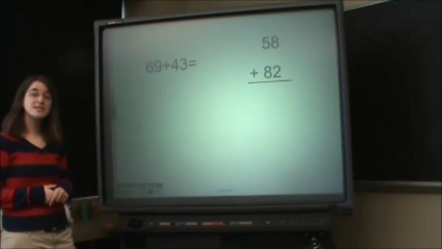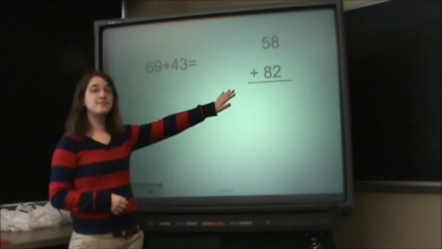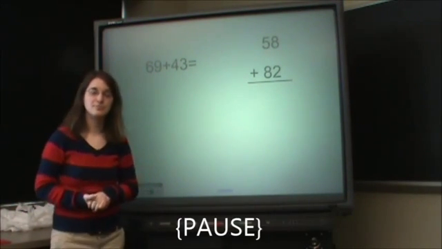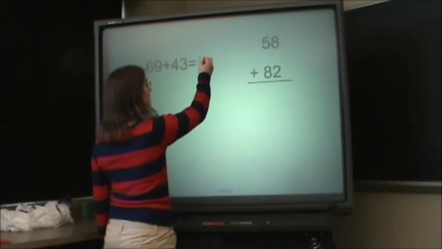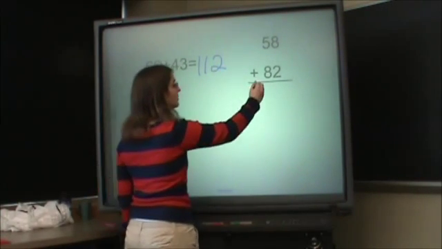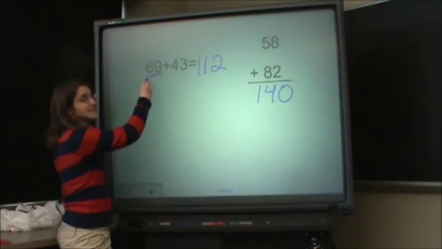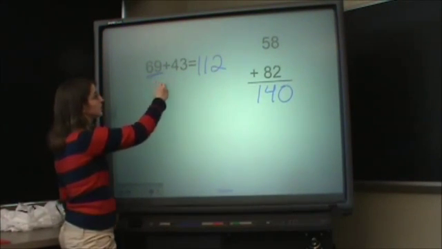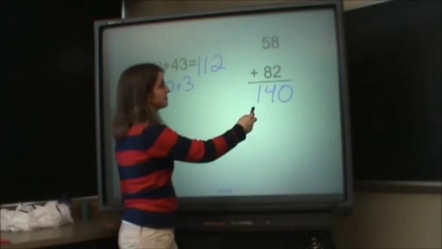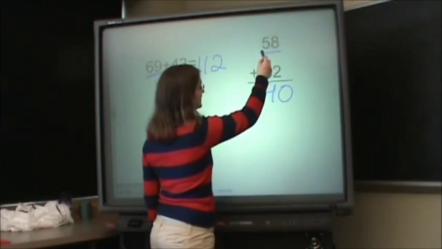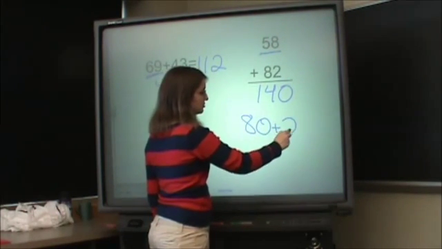Go ahead and try these two number sentences on your own using the number line. 69 plus 43 and 58 plus 82. Go ahead and pause your video and work on that now. Your two answers should be 112 and 140. On this one, you would have started on the 69 and then jumped forward 40 plus 3 times. And then on this one, you would have started at the 58 and then jumped forward 80 plus 2 times.